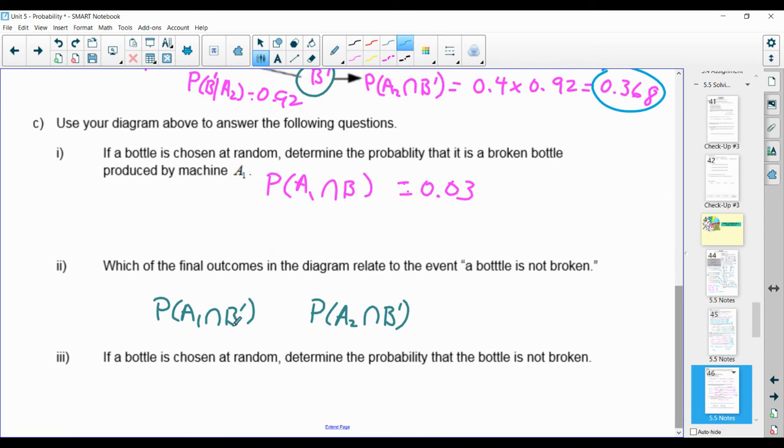All right, so the probability that they're not broken, we're going to have 0.57 plus 0.368. Gives me 0.938.